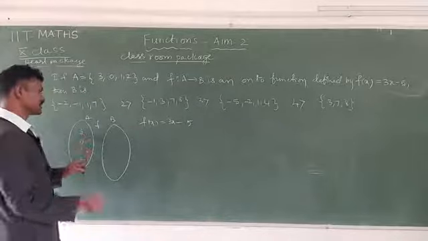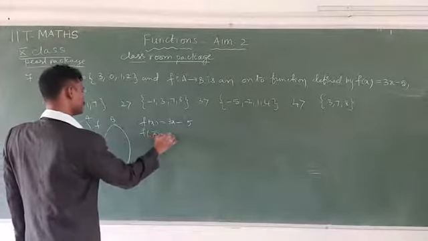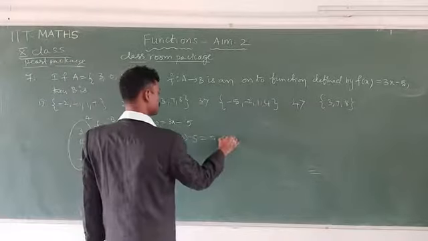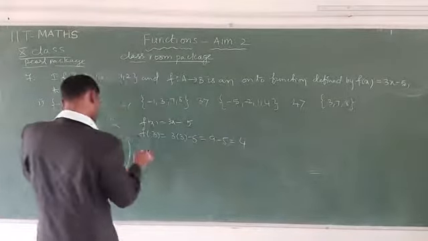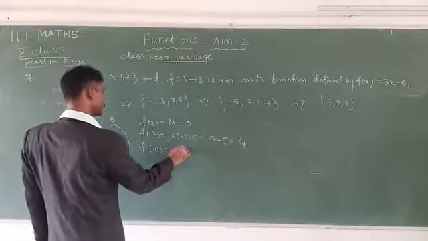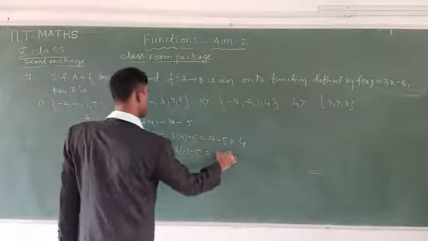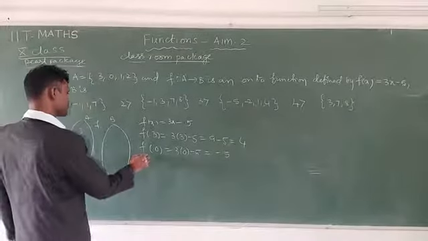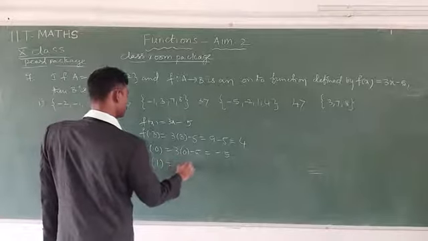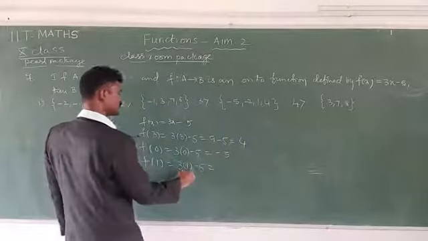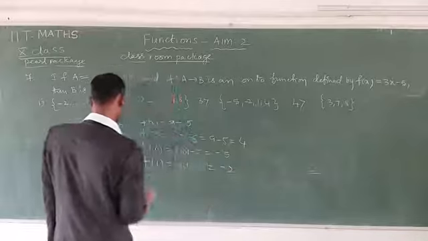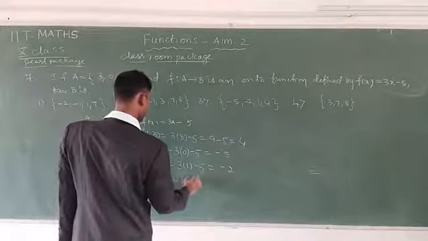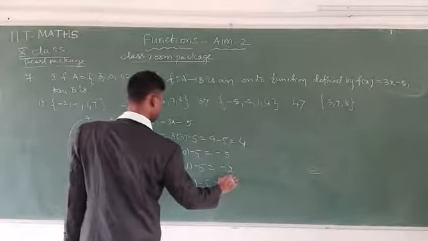Now you can substitute the domain values. F of 3 is equal to 3 into 3 minus 5. 3 into 3, 9 minus 5 is equal to 4. And f of 0 is equal to 3 into 0 minus 5, 0 minus 5 is equal to minus 5. Next, f of 1 is equal to 3 into 1 minus 5, 3 minus 5 is minus 2. And f of 2 is equal to 3 into 2 minus 5, 6 minus 5 is equal to 1.